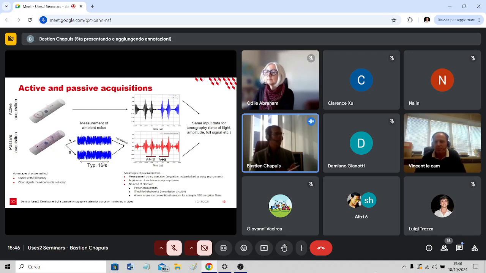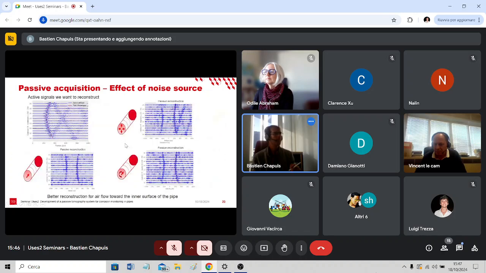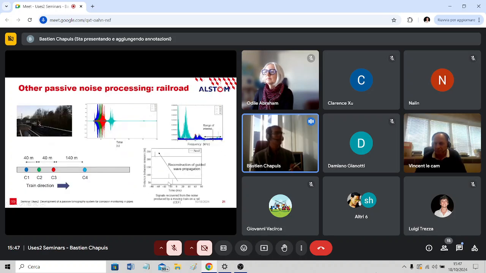In practice, with a passive approach, with an inverse filter or other signal processing approach, we have quite good convergence. You can see, for example, with the train, here the reconstruction has a very good signal-to-noise ratio on an industrial configuration. So in practice, passive systems work quite well. We have detection capabilities quite similar to an active one.